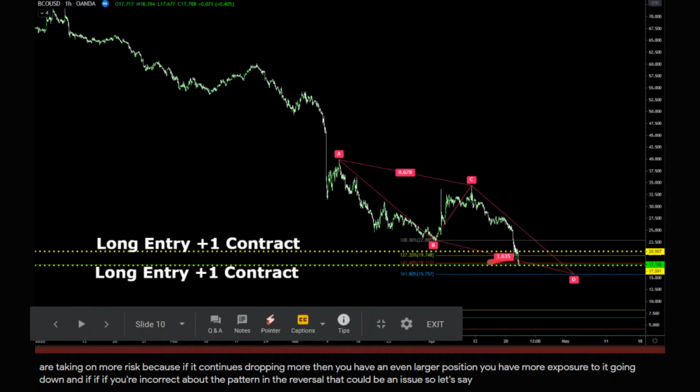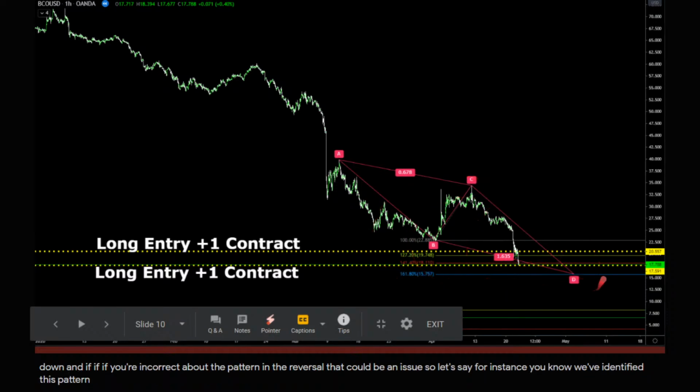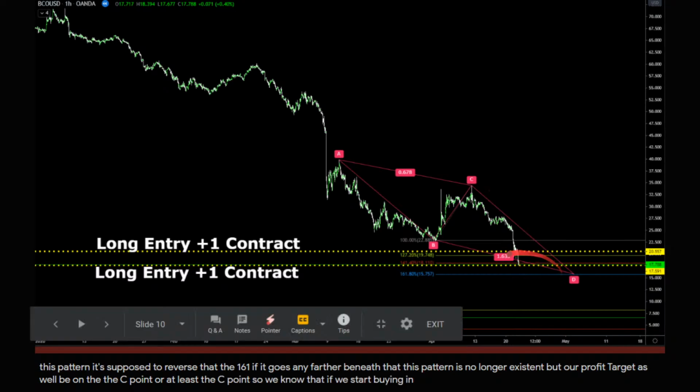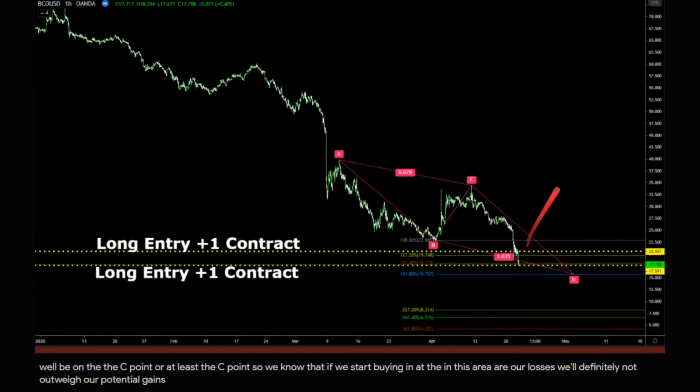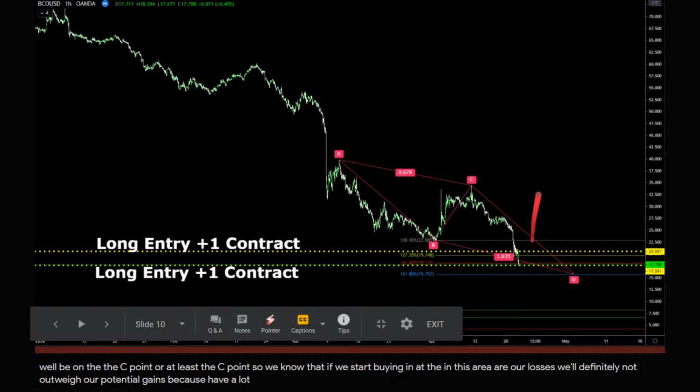So let's say, for instance, we've identified this pattern. It's supposed to reverse at the 161. If it goes any farther beneath that, this pattern is no longer existent. But our profit target is well beyond the C point, or at least the C point. So we know that if we start buying in this area, our losses will definitely not outweigh our potential gains, because regardless we have a lot more to the upside than we do the downside in this trade.